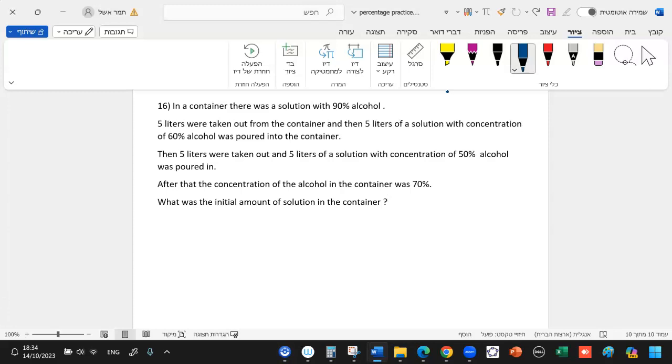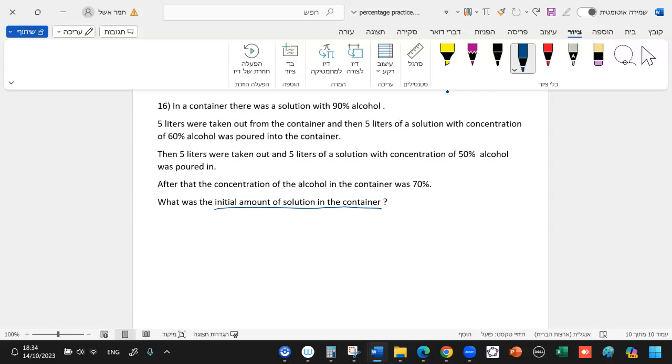Okay, so we have a container with a solution with 90% of alcohol. We don't know the amount of solution. We actually have to find the initial amount. What we know is that twice, 5 liters were taken out and another 5 liters were brought in.